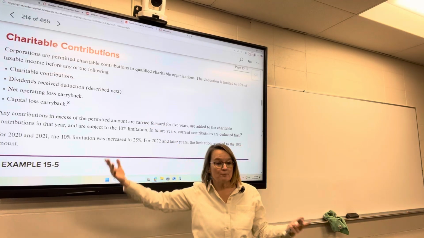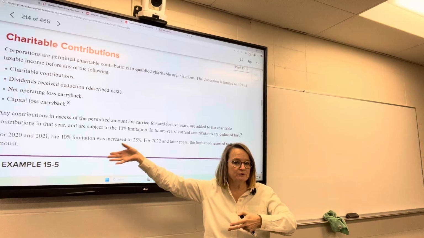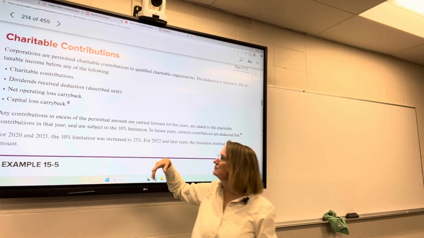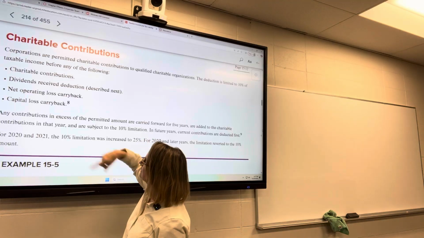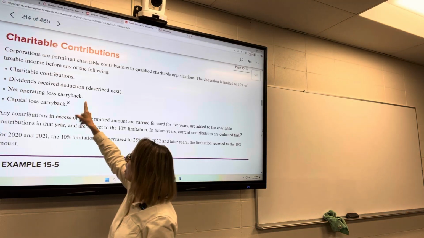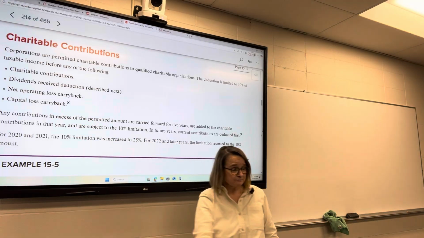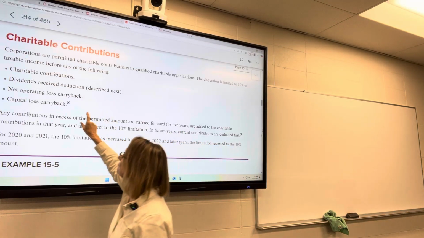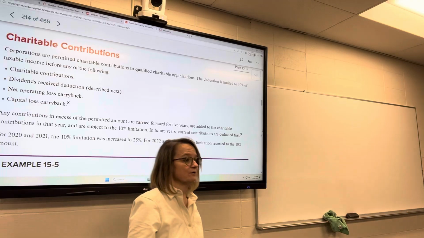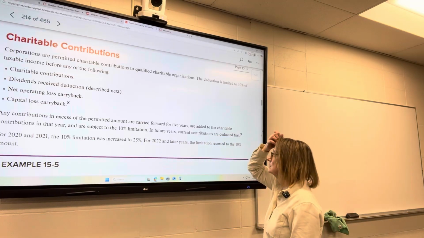So before charitable contributions, obviously we want to include that because otherwise we'd have a circular reference there. Before the dividends received deduction, before any net operating loss carryback, we haven't talked about those two things yet. We will talk about them. And before any capital loss carryback.